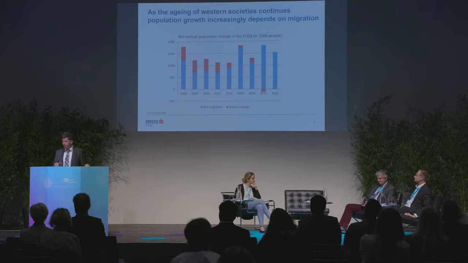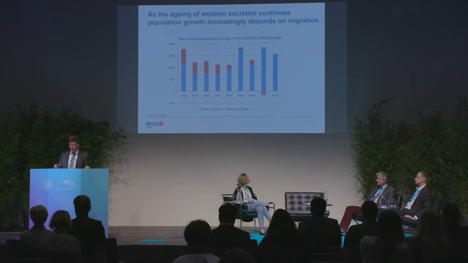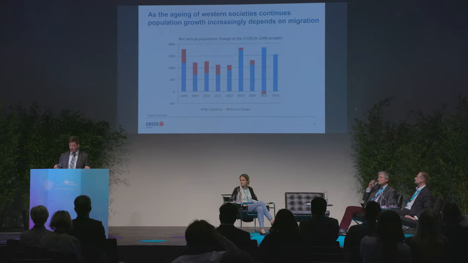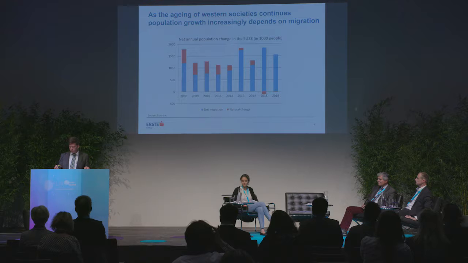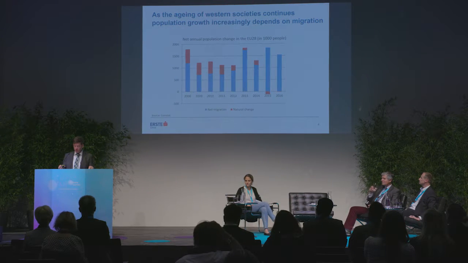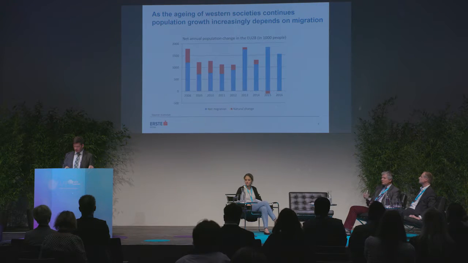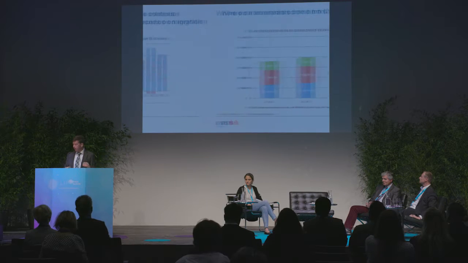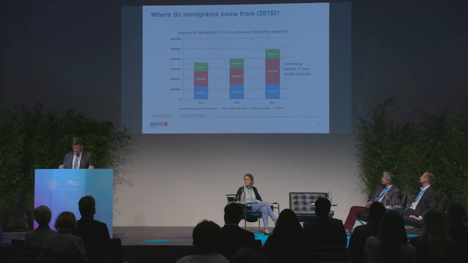The red bars represent the natural change. This number is decreasing, while the blue bar representing the migration balance is increasing. So population growth, or population change in the EU as a whole, depends more and more on immigration. Where do the migrants come from?